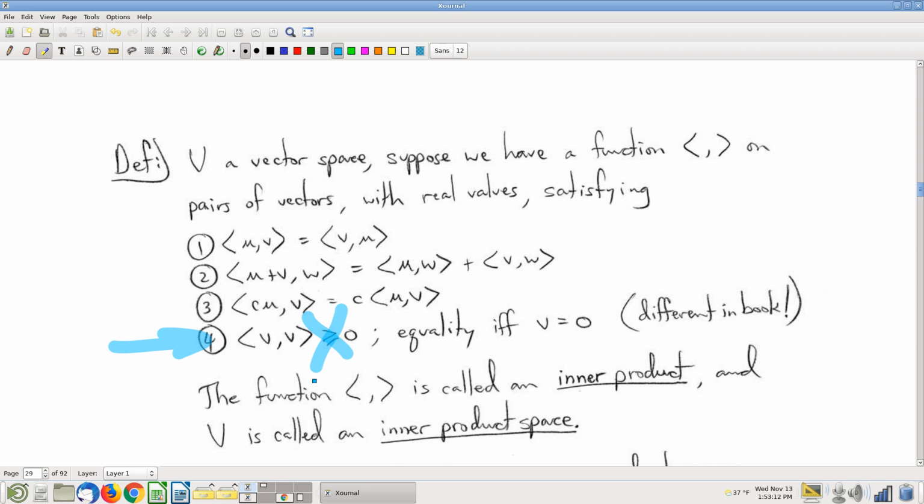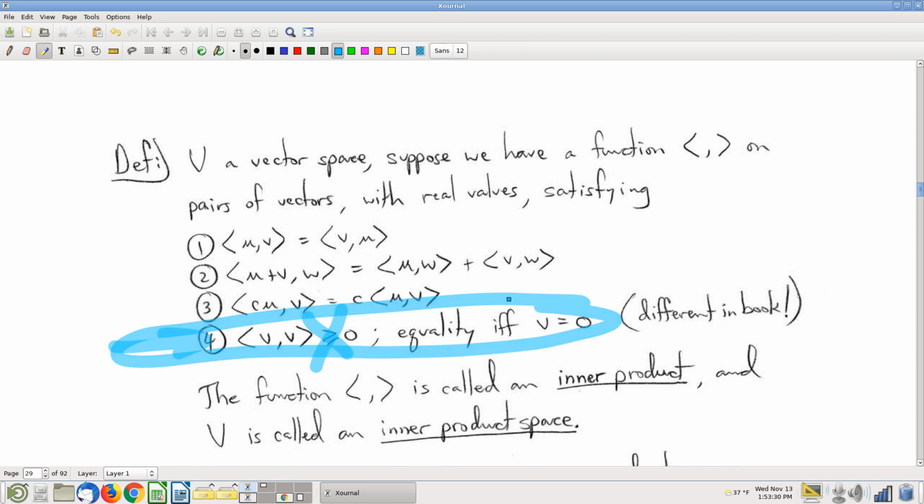I also think the book's definition is a problem. Something bad is going to happen if we were to go with the book's definition. So I'm making this change. So for the purposes of Math 216, this is the definition right here. And ignore the book's definition. It's not the same, and it's really not okay.